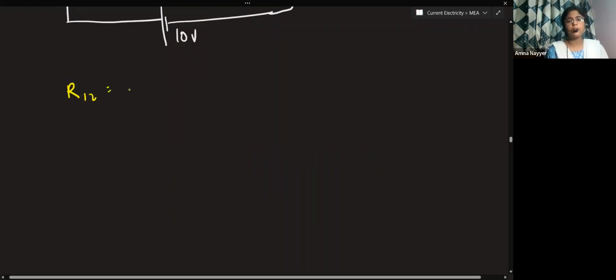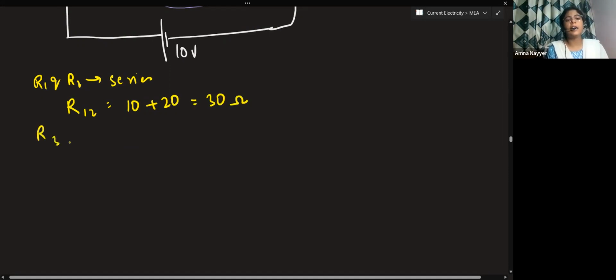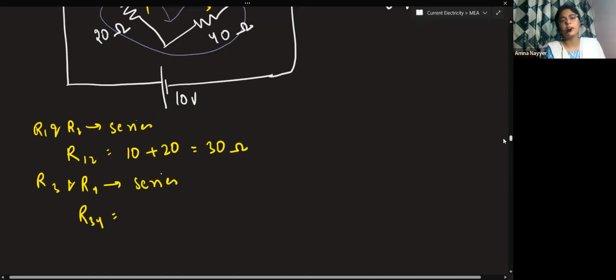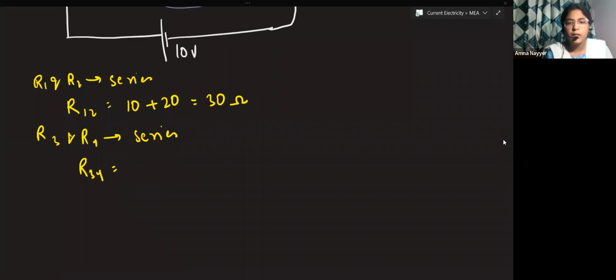So it was what? 10 and 20, I think. 10 and 20. So R1 and R2, these are connected in series. So it becomes 10 plus 20, that is 30 ohms. Then R3 and R4 are also connected in series. This becomes R34, which was, the value was what? 20 and 40. Wheatstone bridge can be applied. Yes, yes, directly Wheatstone bridge can be applied.